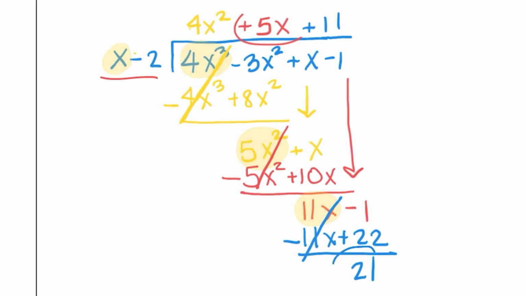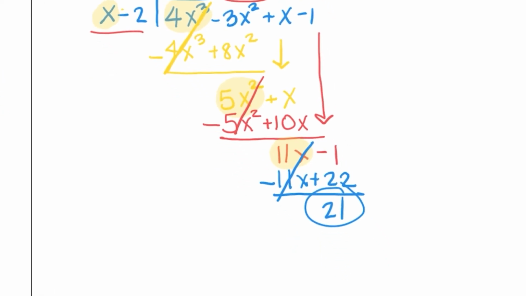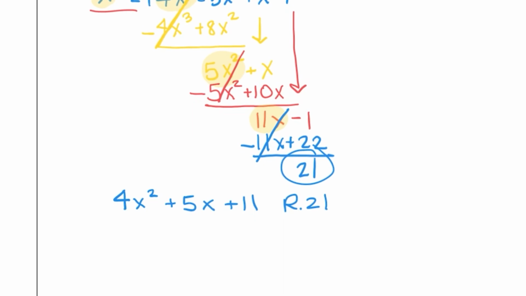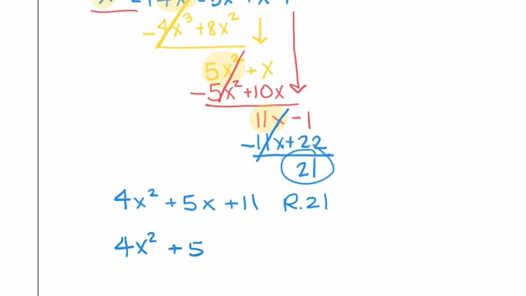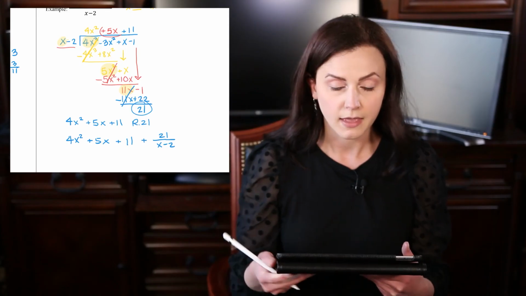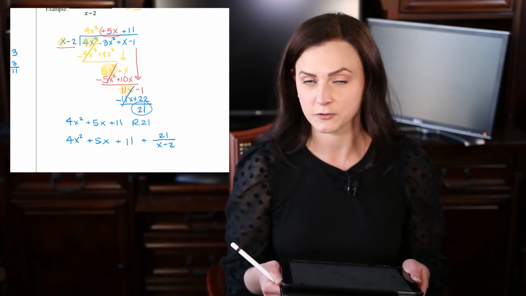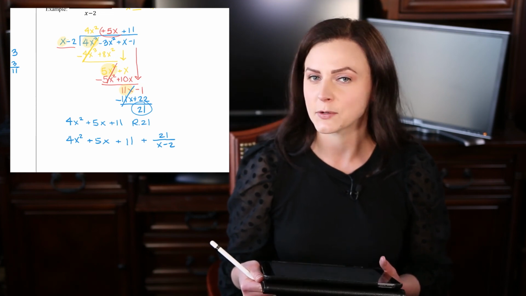And you can write your answer two ways, just like on the previous example with whole numbers. We could do 4x squared plus 5x plus 11, remainder 21. Or we could write the remainder as a fraction. We could write this as 4x squared plus 5x plus 11 plus 21 over x minus 2. And that is polynomial long division for you. So hopefully it wasn't quite as bad as you were thinking.